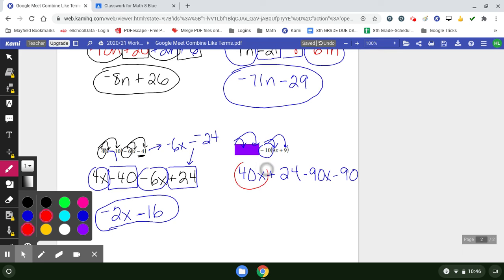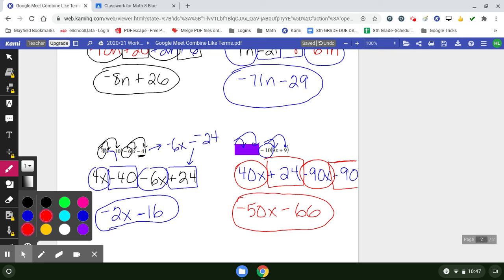I'm going to circle my variables. 40 minus 90 is -50x. Box my numbers. 24 minus 90 is -66 or minus 66. And that's simplified.